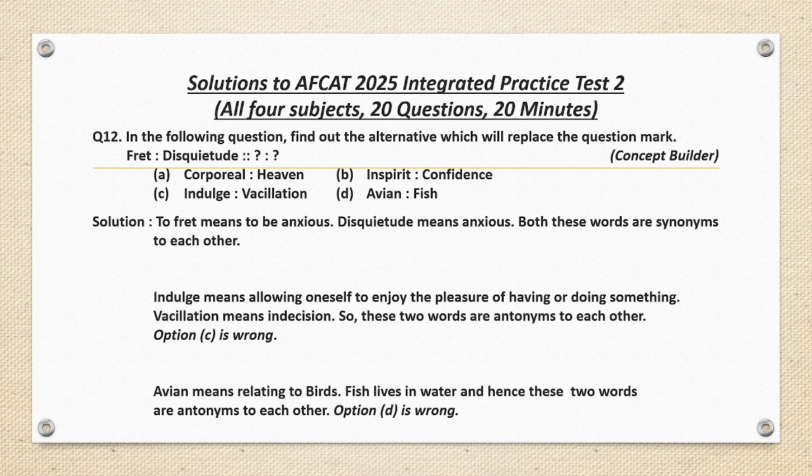And then option D, avian and fish. Avian means relating to birds which fly in the air. Fish, it lives in water, right? So these two are antonyms. So option D is also wrong, right? So for us, option B, in spirit confidence, has the same relationship as fret and disquietude have.